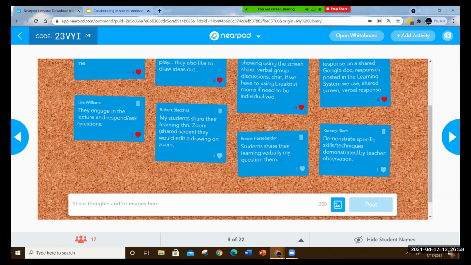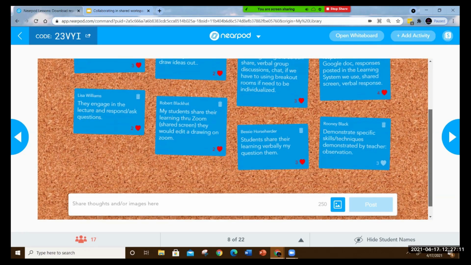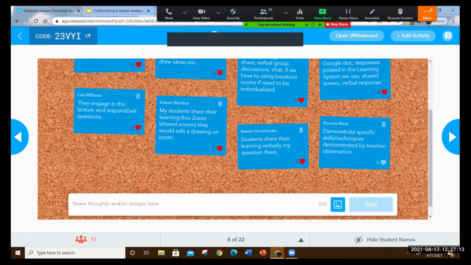My students share their learning on the shared screen, or they can draw. Awesome. Students share their learning verbally. The thing is, not all students enjoy sharing verbally, right? They're a little nervous about that. Demonstrate specific skills through observation by the teacher. Awesome. Okay.